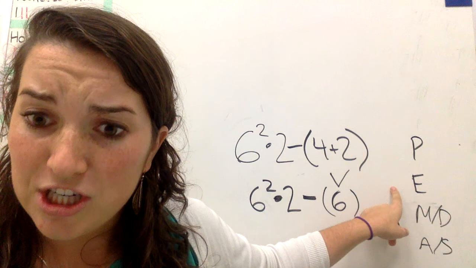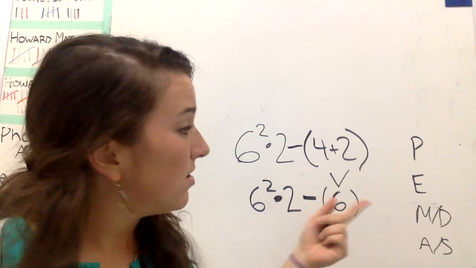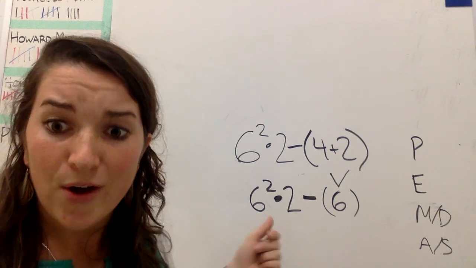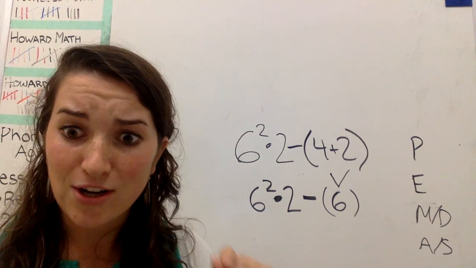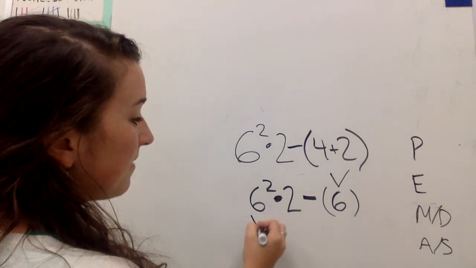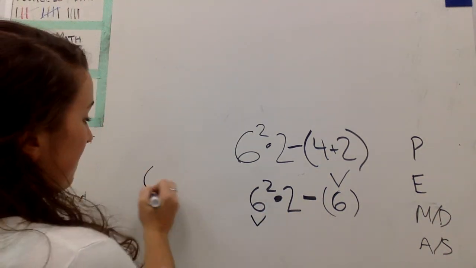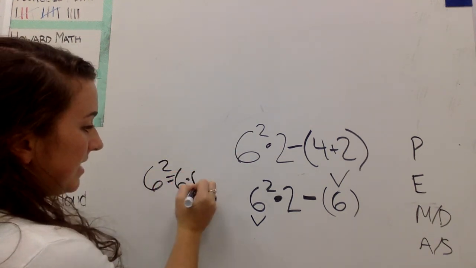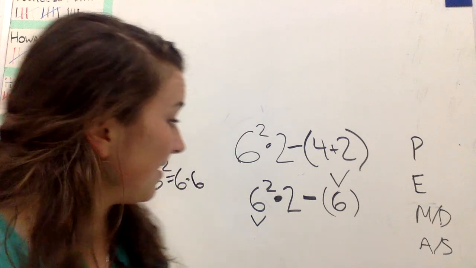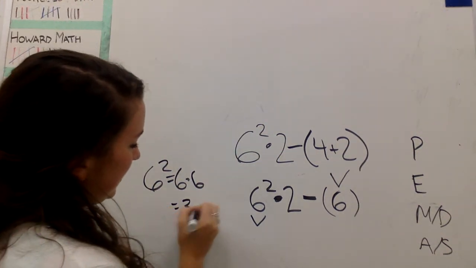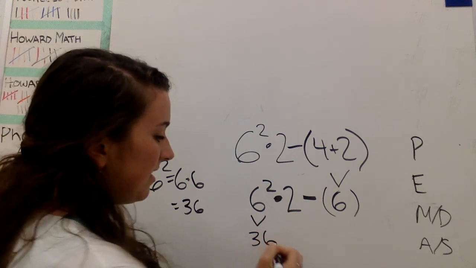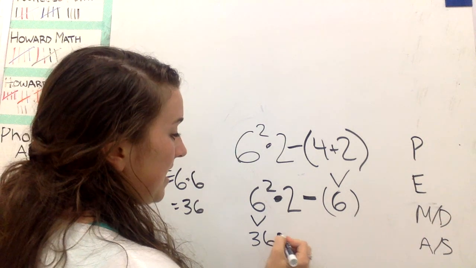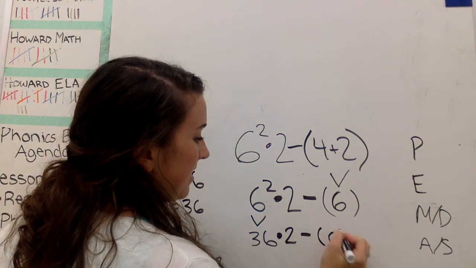So now I go to the next one on my checklist. And I'm going to ask myself again, do I have any exponents? Then I'll look over here, and I do. I have 6 squared. Remember, 6 squared is not 6 times 2, so don't let yourself get confused. So I'm going to solve 6 squared next. I'll solve it over here, if you guys can see that. 6 squared equals 6 times 6. Make sure you're copying this down on your paper. 6 times 6, I know is 36. So I'm going to replace 6 squared with 36 and then rewrite everything exactly the same way. So 36 times 2 minus 6 in parentheses.